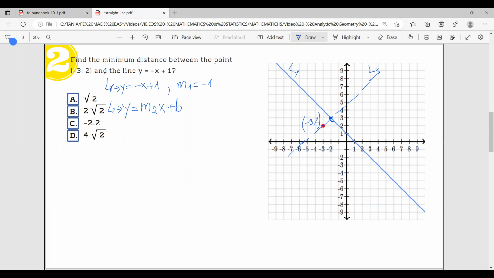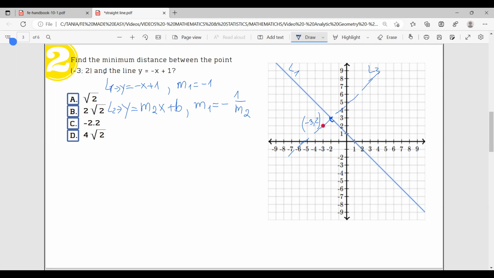So we know that the minimum distance is going to fall perpendicular to L1. And when two lines are perpendicular, we've already seen that in the first problem we solved, and this is also given in the FE handbook. Two lines are perpendicular when the slope of the first line equals the negative inverse of the second line's slope. So since we have the slope of the first line, we can calculate the slope of our second line. So we'll just go ahead and do that.